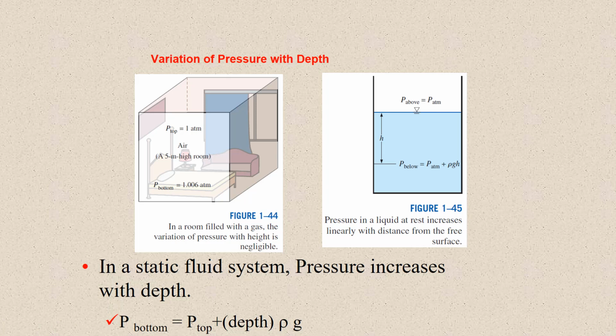Let's look at variation of pressure with depth. In a room filled with a gas, the variation of pressure with height is considered negligible, and you will use this assumption when you are doing calculations in thermodynamics. Also, pressure in a liquid at rest increases linearly with distance from the free surface. In a static fluid system, pressure increases with depth according to the following equation: the pressure at the bottom is equal to the pressure at the top plus rho g times the depth, where rho is the density of the liquid.